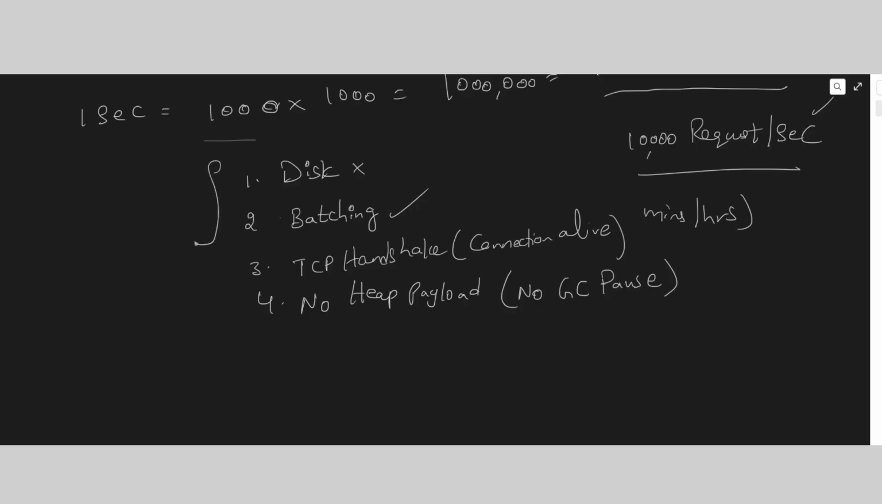So by doing all these optimizations, Kafka is making sure that it is able to process millions of messages per second. At the same time, it is being durable, optimal and efficient.